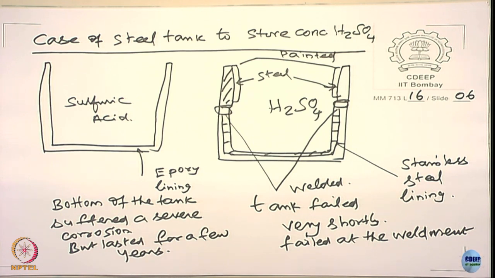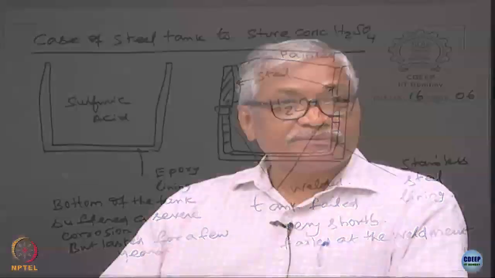Before I go into that answer, can anybody guess or find out why it has happened? There is a small failure in the paint, the area of the anode will be very small as compared to the large area of the cathode. Fantastic. The paint can never be impervious, it is always porous.